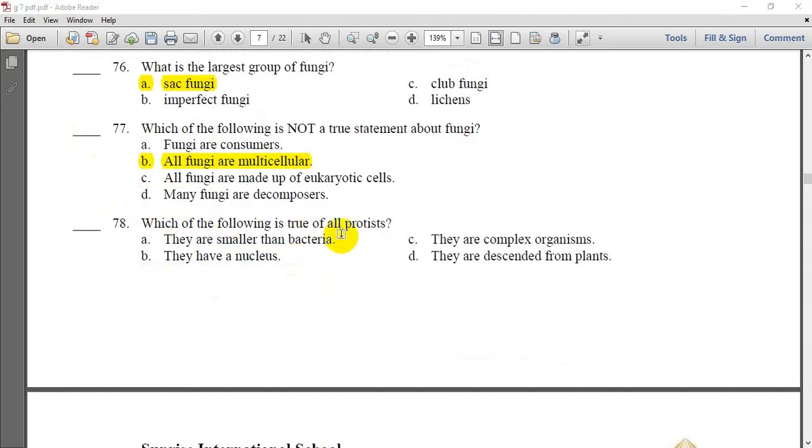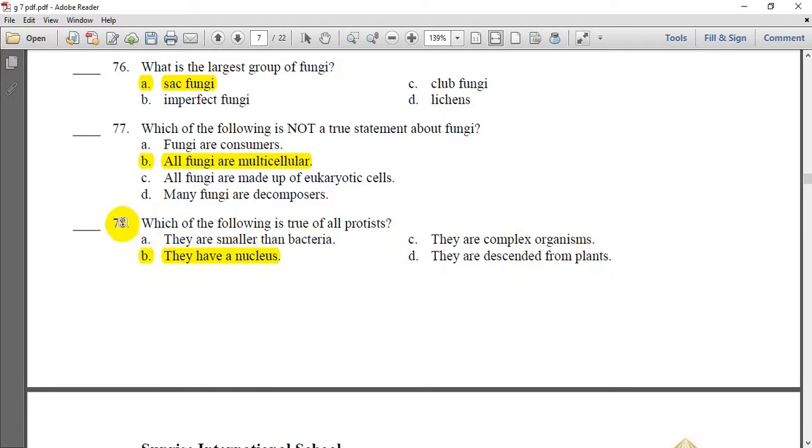This is 78. Which of the following is true of all protists? All protists are smaller than bacteria. They have a nucleus. They are complex organisms, or they are descended from plants. Of course, they are not smaller than bacteria, and they have a nucleus. This is what is true about protists: they are all eukaryotic.